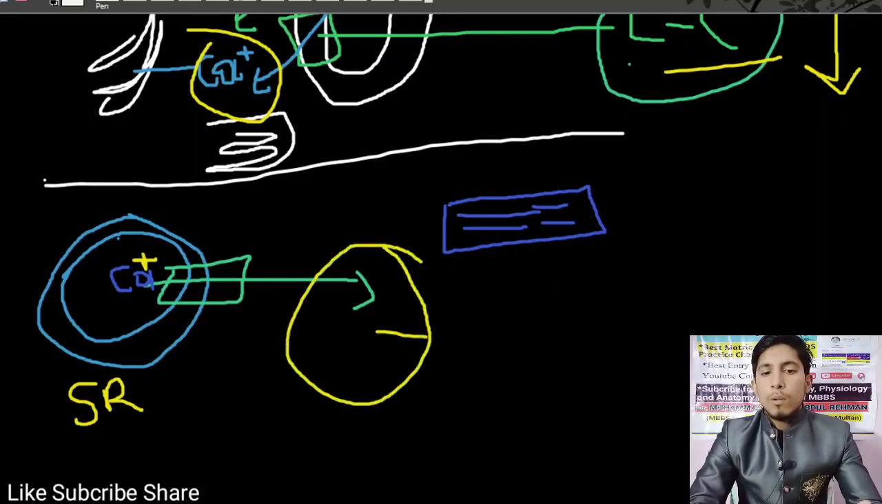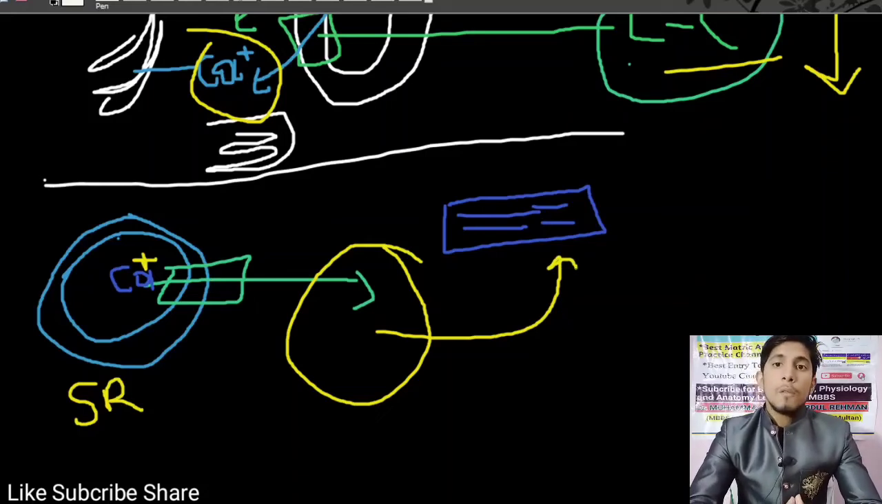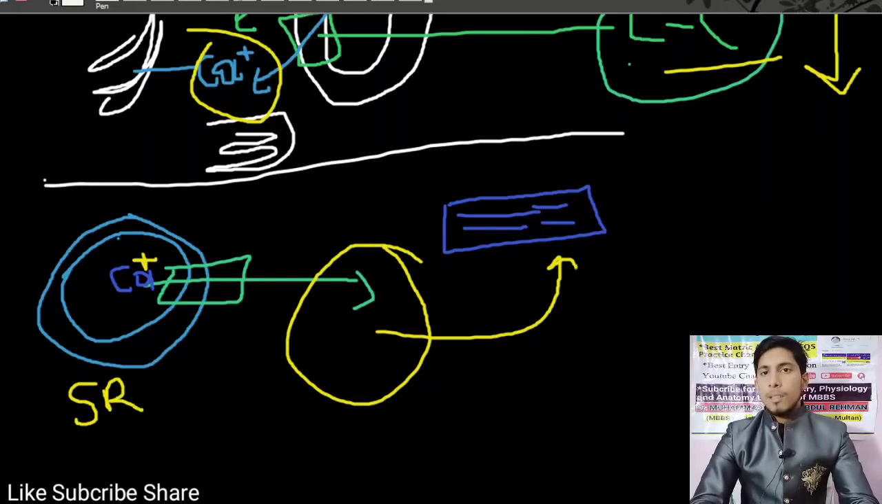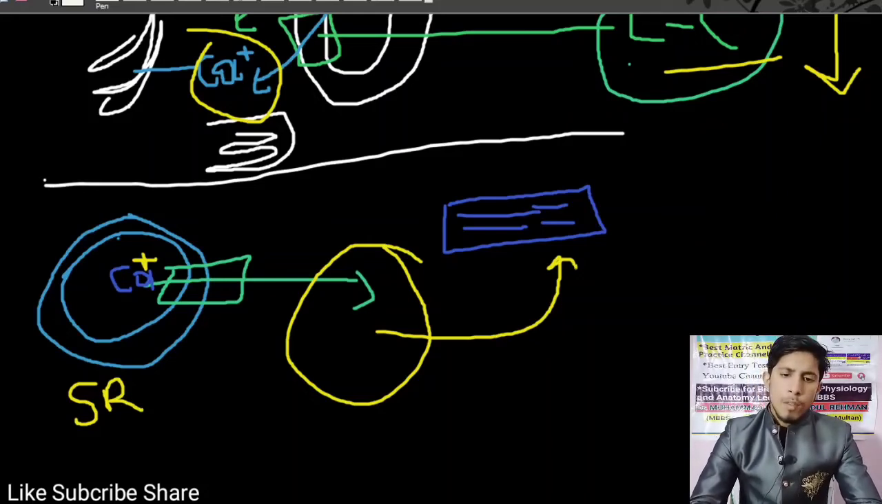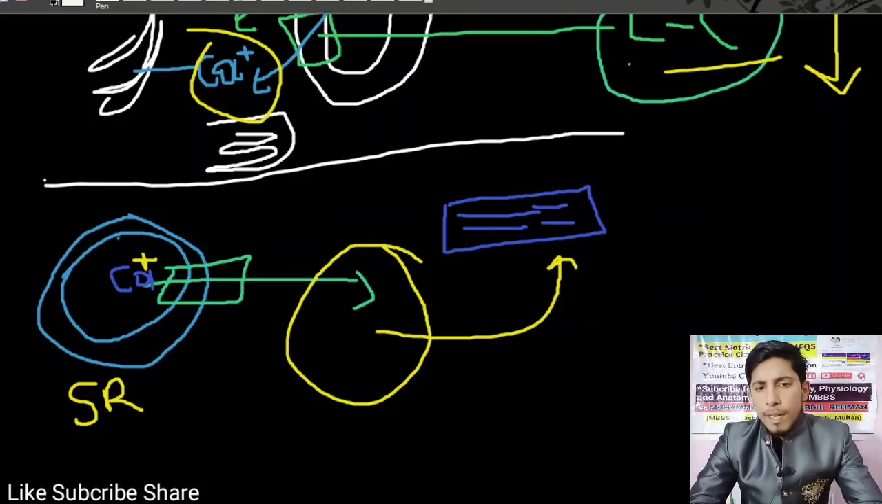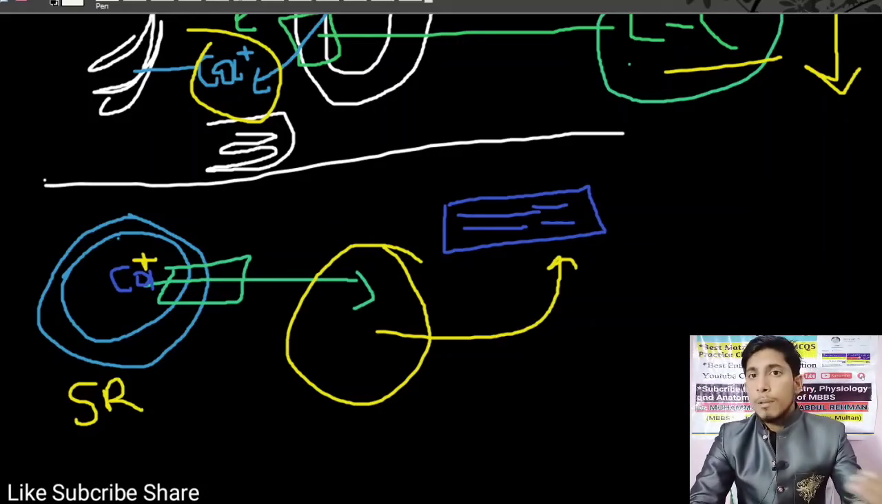This calcium then moves to the contractile unit, actin and myosin, and causes the contraction of cardiac muscles in a similar way as they do in skeletal muscle. So this is the basic process that happens. So what happens when the muscle is contracted? Now, our cardiac muscle or skeletal muscle is going to relax.